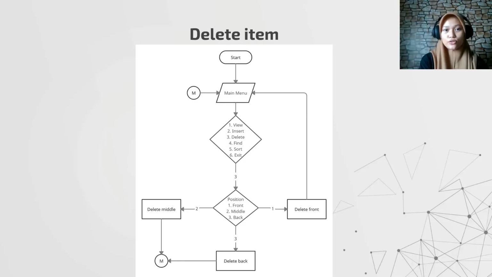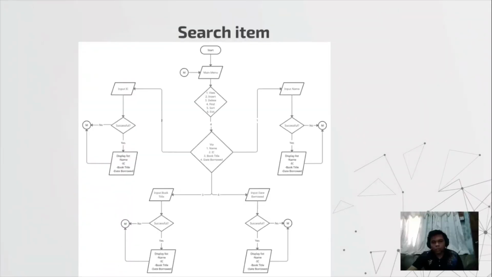So that is how to insert and delete items in the list. I think that is all from me. Thank you. Okay, so now we move to the flowchart for search item.